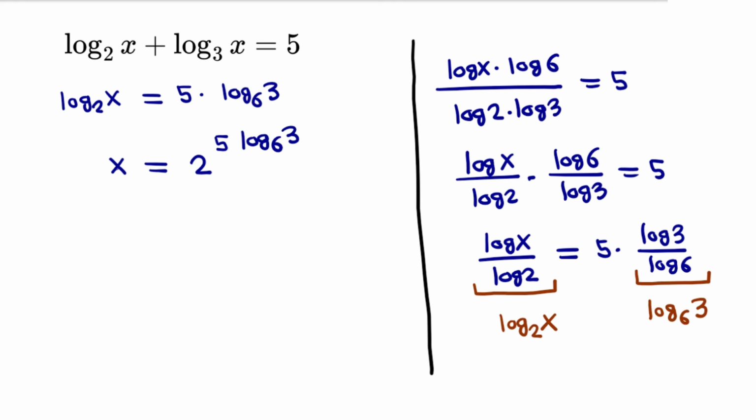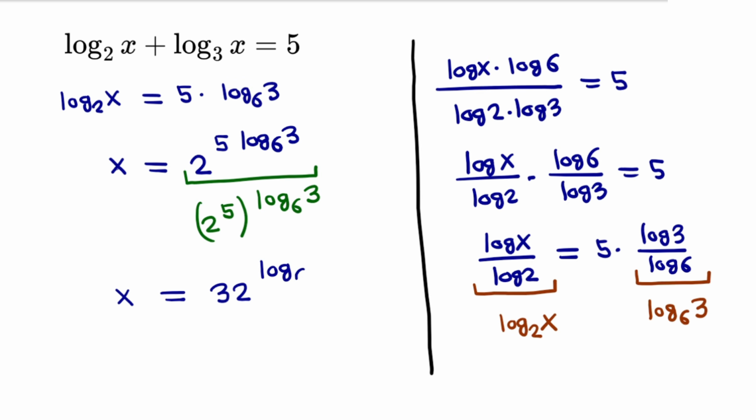But we can simplify this one more step. Using exponent rules, 2 to the power of 5 log base 6 of 3 is the same as 2 to the 5th power, all raised to log base 6 of 3. And 2 to the 5th power is 32. So the exact answer becomes x equals 32 raised to the power log base 6 of 3.